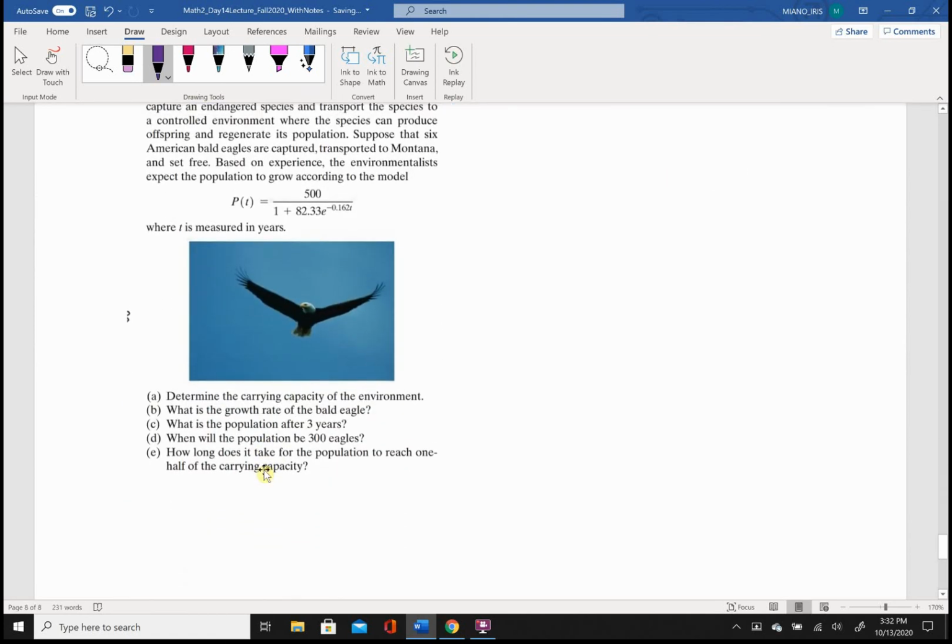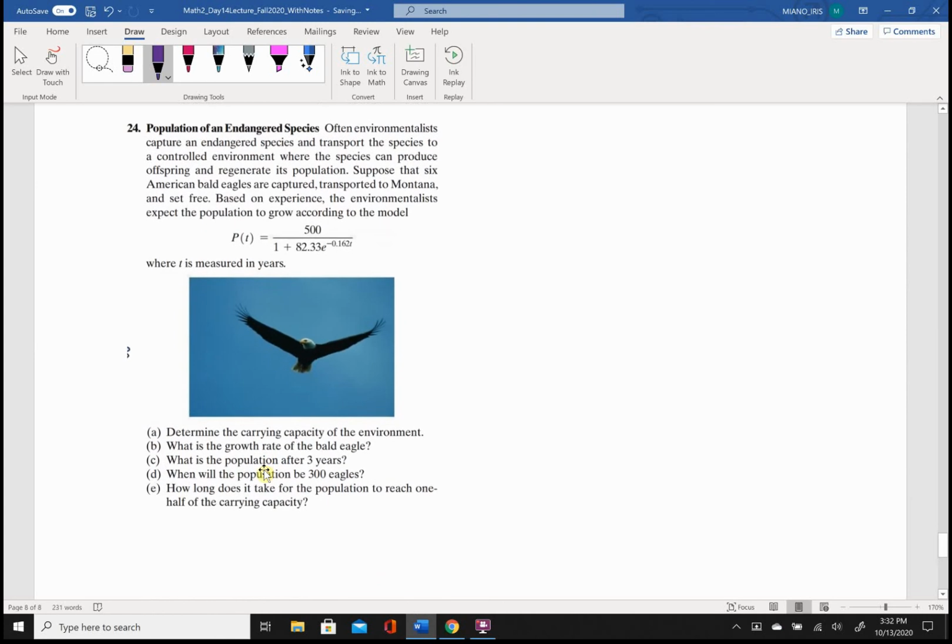Let's entertain one population logistic model, and it's all about bald eagles. Isn't that a beautiful, majestic beast? Often environmentalists, it says, capture an endangered species and transport the species to a controlled environment where the species can produce offspring and regenerate its population.